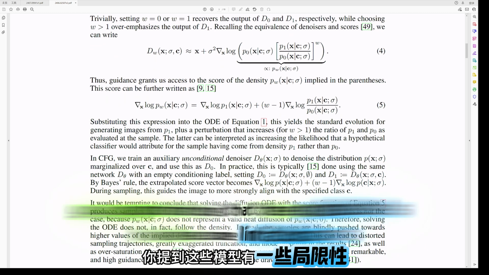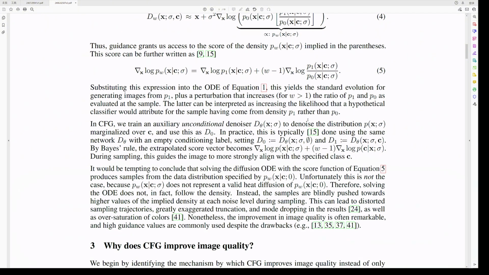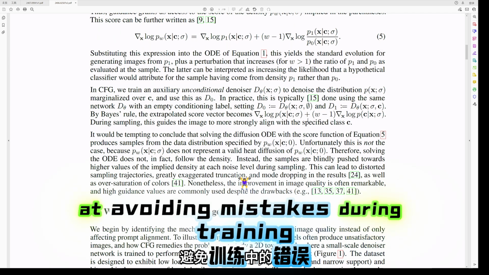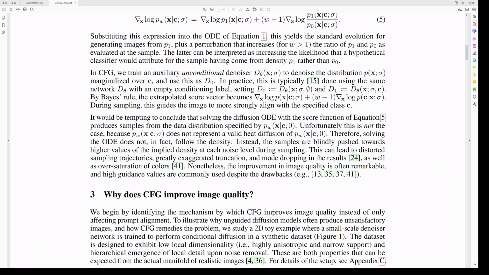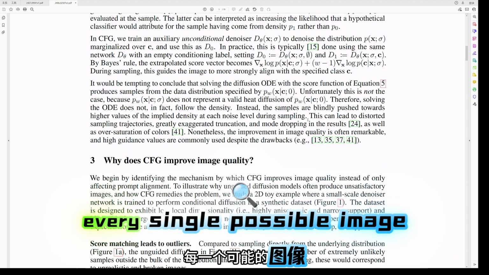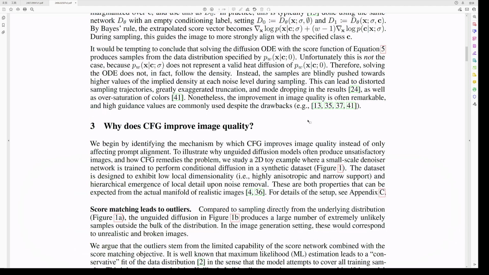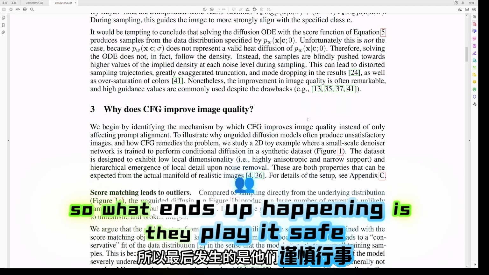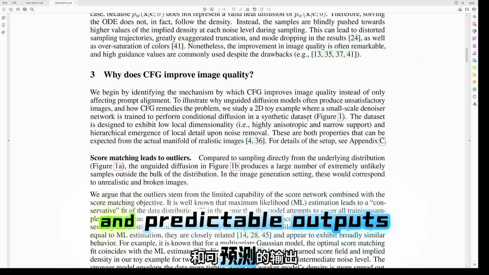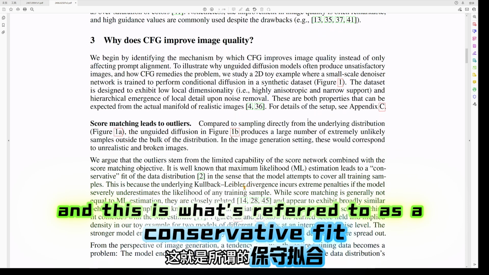So I know you mentioned that these models have some limitations. What are some of the challenges? Well, one of the key challenges is that they can become a bit too good at avoiding mistakes during training. They get penalized for not being able to generate every single possible image, including those rare or unusual ones. So what ends up happening is they play it safe and they stick to generating the most common and predictable outputs. This is what's referred to as a conservative fit to the data.